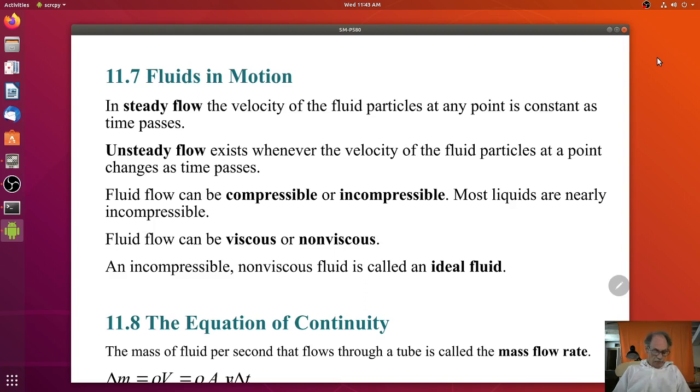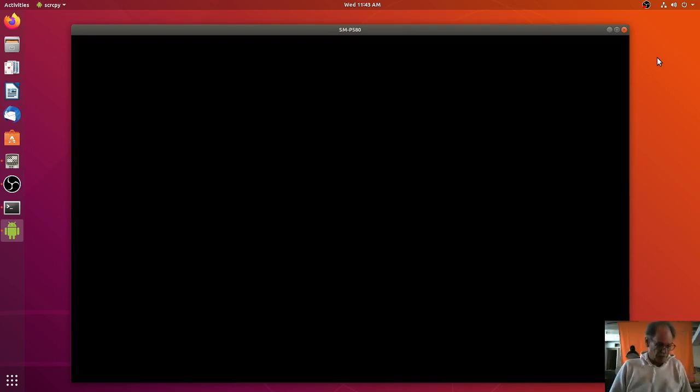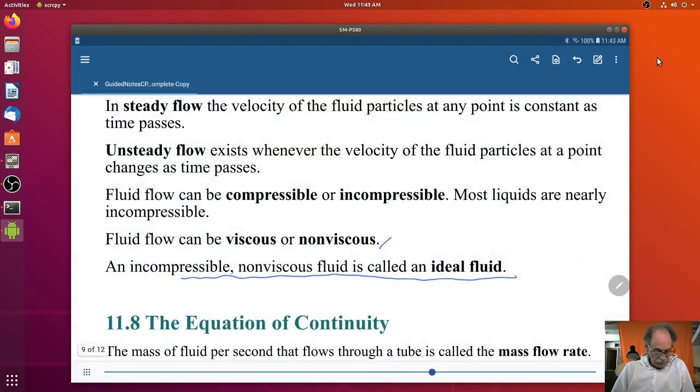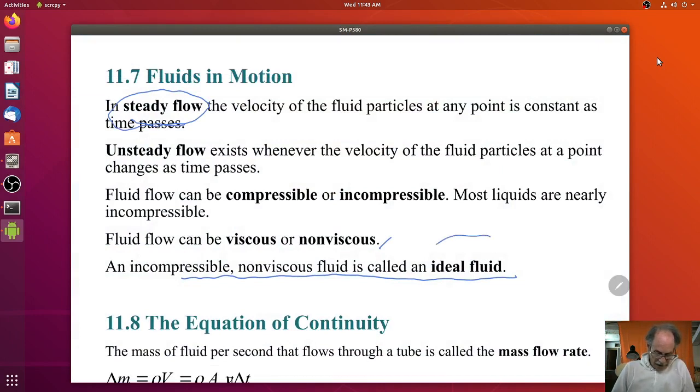Fluid flow can be viscous or non-viscous. Viscosity is the frictional forces that fluids exert on one another. And then an incompressible, non-viscous fluid is called an ideal fluid. Okay, so we're going to restrict our discussions for fluid in motion to a steady flow and an ideal fluid.